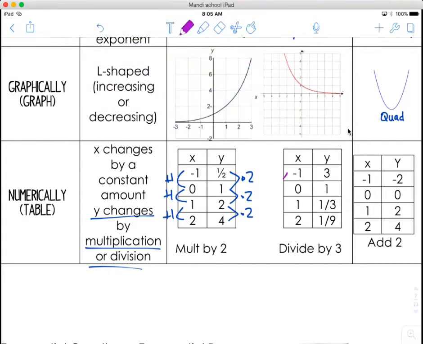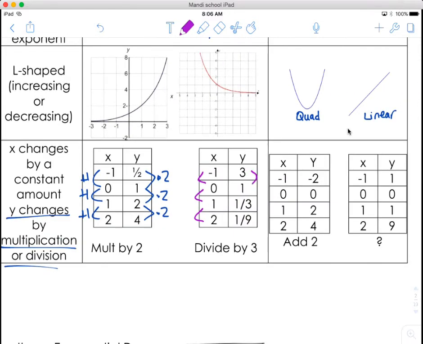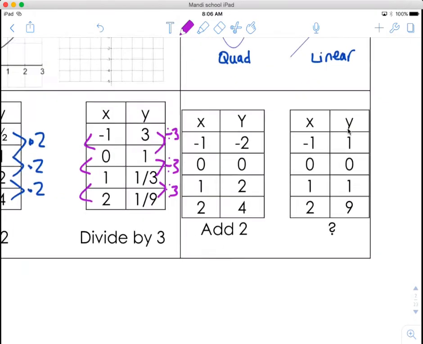Same thing if you look at the next one. This is going up by 1 every time. This one, from 3 to 1, you are dividing by 3, which is also multiplying by 1/3, dividing by 3, and dividing by 3.